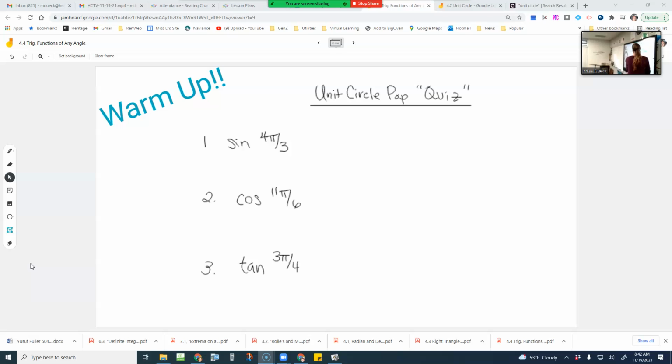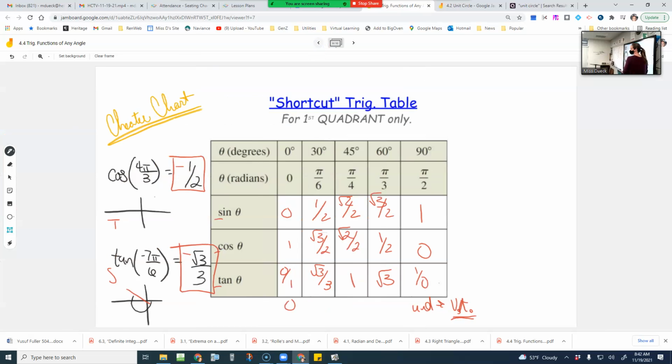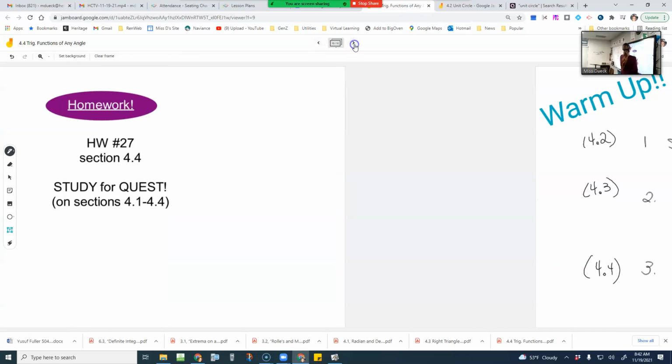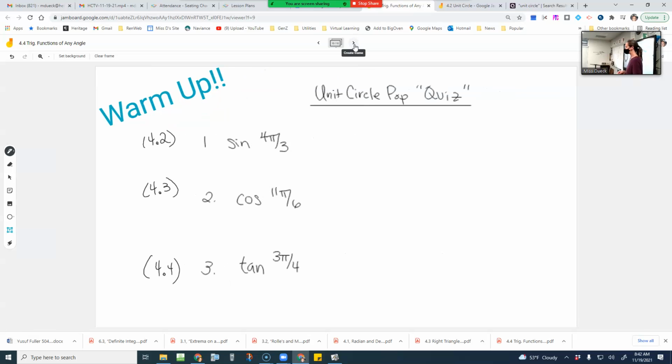How many questions do we have? 3. How many ways did I just refer to we have to do this? 3. There's a 4.2 way. I'm going to do that in number 1. So I'm going to do number 1, the 4.2 way, which has to do with a circle with ordered pairs. I'm going to do this one, the 4.3 way, which had to do with geometry. And I'm going to do this one, the section 4.4 way, which landed us at something that I called the cheater chart.